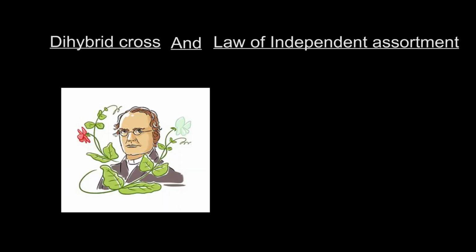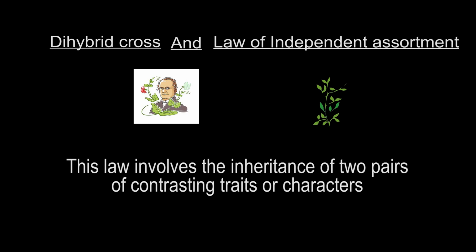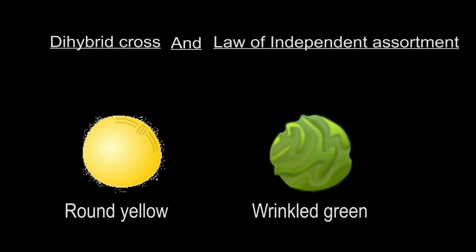As we all know, Mendel gave the laws of inheritance on the pea plant, and the law of independent assortment is one of them. Actually, this law involves the inheritance of two pairs of contrasting traits, or we can say characters. That's why this cross is called a dihybrid cross. Di means two, and we have taken two characteristics here. The contrasting traits chosen by Mendel were color and shape of the seed. So he took round yellow and wrinkled green.